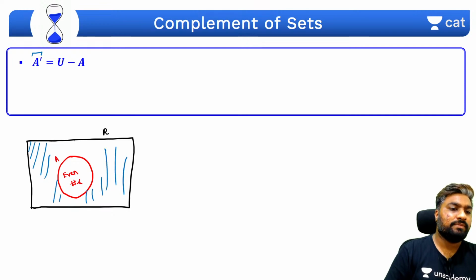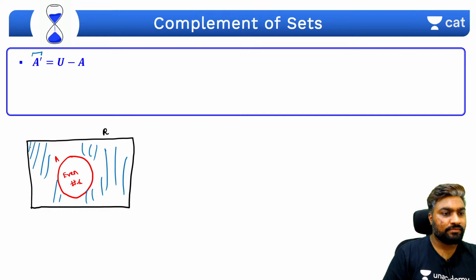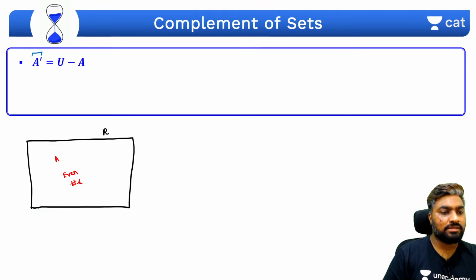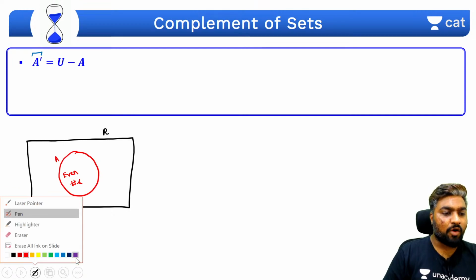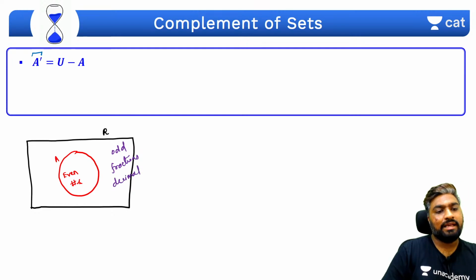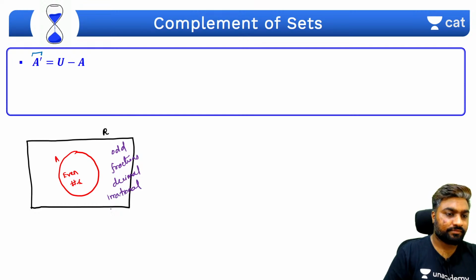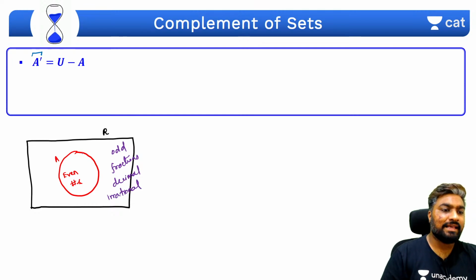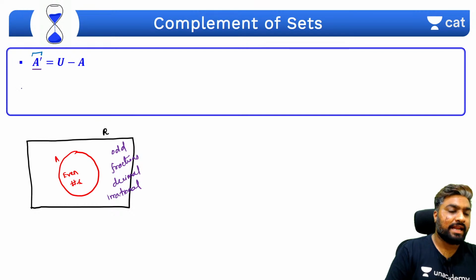So all this belongs in A dash. Yes, all of this belongs in A dash. What will be the numbers? Sorry, in a hurry this also got erased. What will be the numbers? So we can have odd numbers. Yes. We can have fractions. We can have decimals. We can have irrational numbers. Are you getting this? Anything that's not even will belong in A dash.